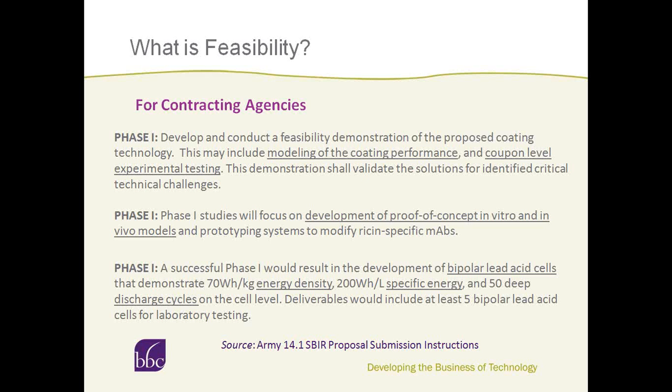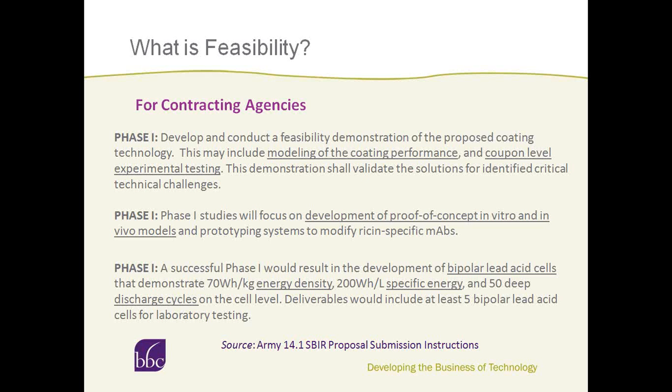But let's look at these examples first of all. These are paragraphs from those 2 pages or so that describe each of the topics. So they go into quite a bit of detail on generally what the problem is, and then they specify, for both Phase 1 and Phase 2, what the Army expects to see as a result of the funding that they may award to a company.